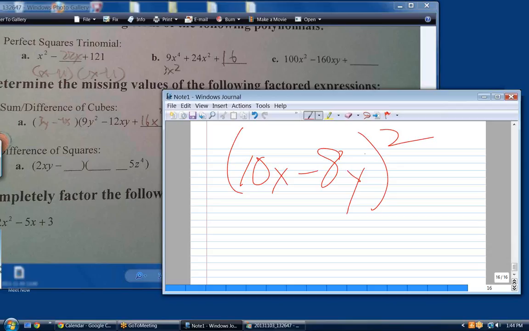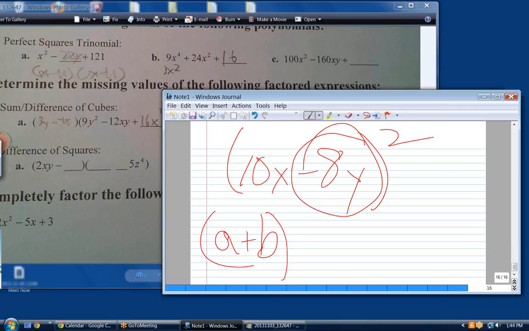This squared. Remember, 16 or 64? 64y squared. Here's what we have. We have a minus b squared. That's equal to a squared minus 2ab plus b squared.